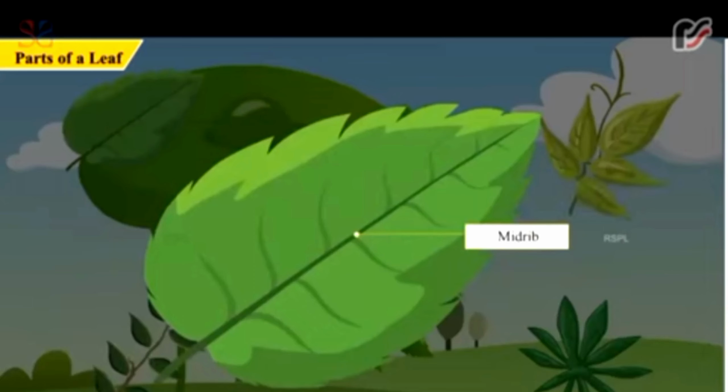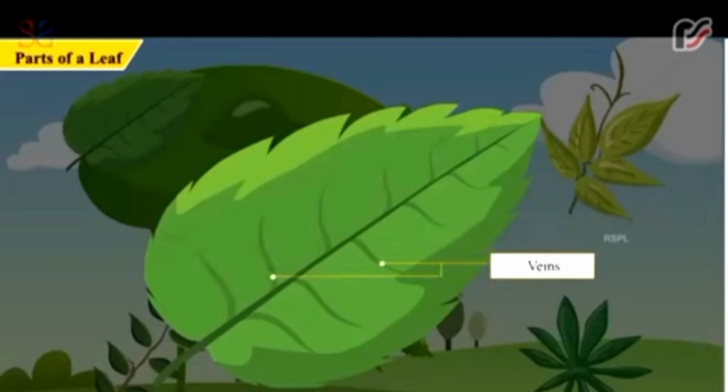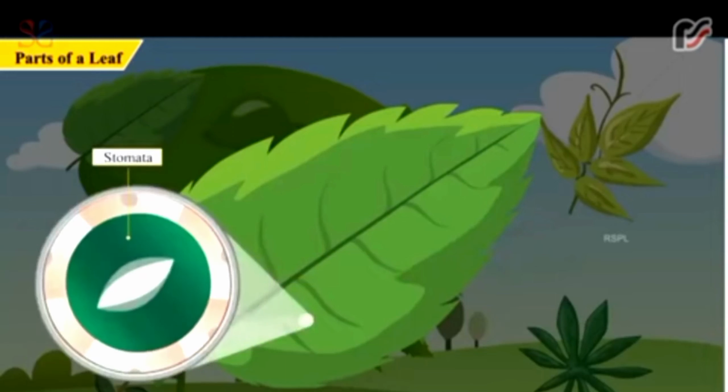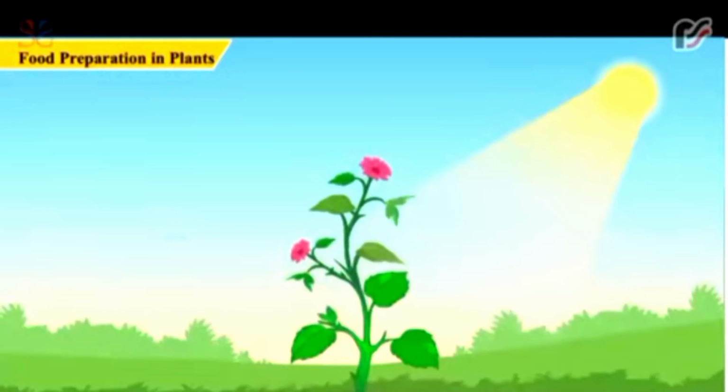First of all, parts of a leaf. Observe the leaf of a rose plant or a peepal tree closely. The top surface of the leaf is protected by a waxy coating. This coating protects the leaf and prevents loss of water. The flat part of the leaf is called the leaf blade. The tip of a leaf is called the leaf apex.